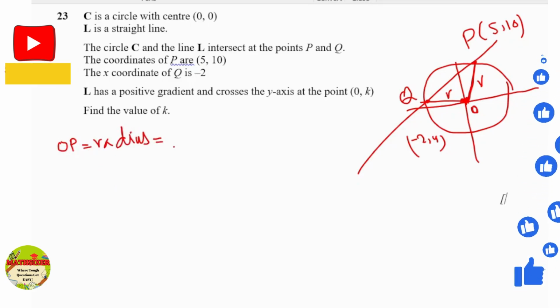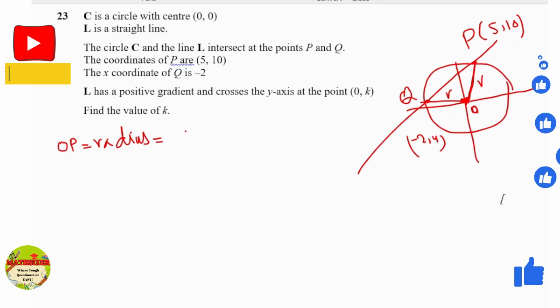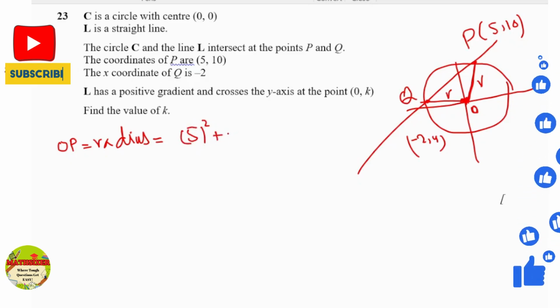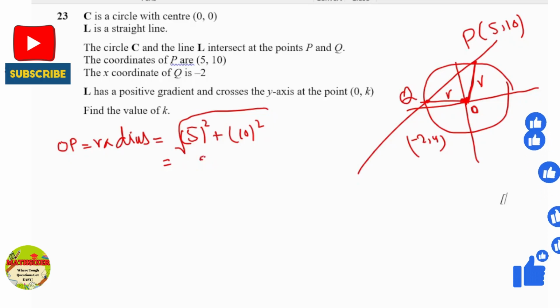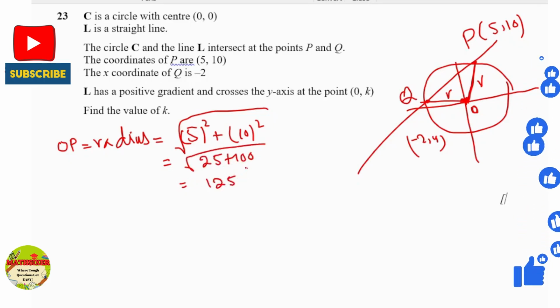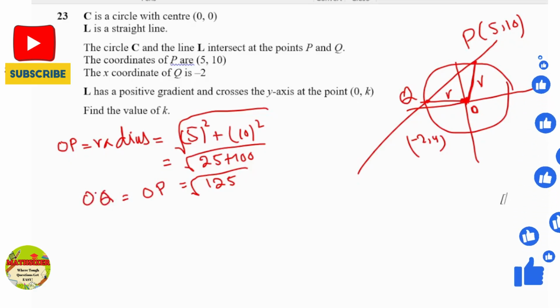So we're going to use the length formula. What's the length formula? The square root of (x2 minus x1) squared plus (y2 minus y1) squared. So we use (5 minus 0) squared plus (10 minus 0) squared. That gives us our radius. So 25 plus 100 gives us root 125 as the radius. So OP is equal to OQ, which is root 125.